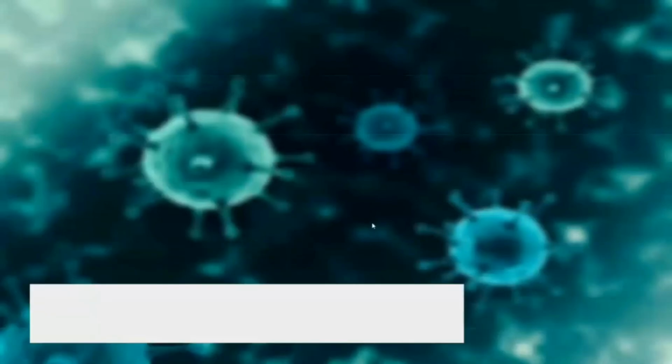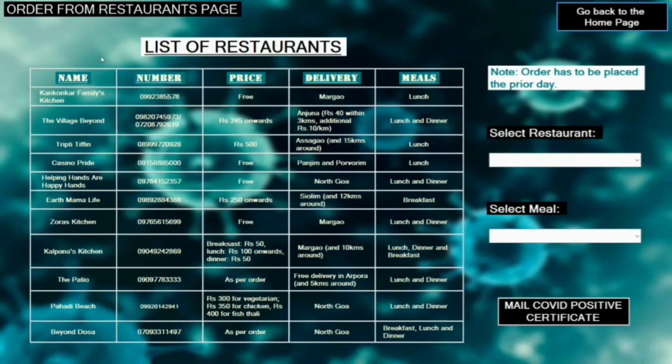So let's see the order from restaurant section. Here there is a list of all the restaurants that provide food to COVID positive people. These are the phone numbers of the restaurants. These are the locations where they deliver to, and these are the meals they offer. Here you need to keep two things in mind. First is that you need to be registered to the app to use the system. The second thing is that you need to have a COVID positive certificate.